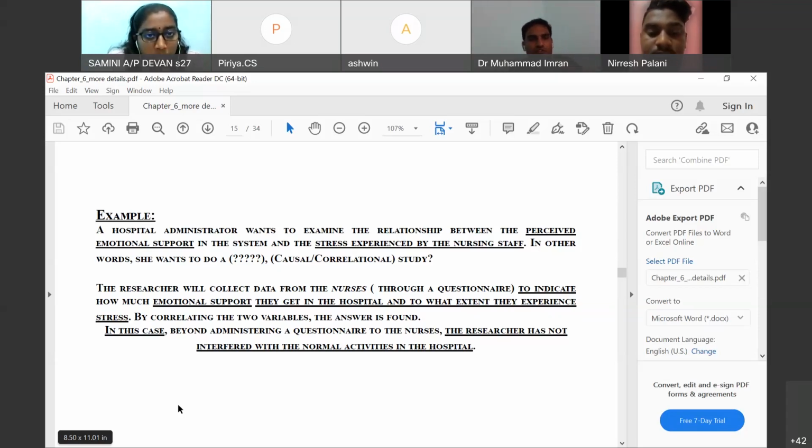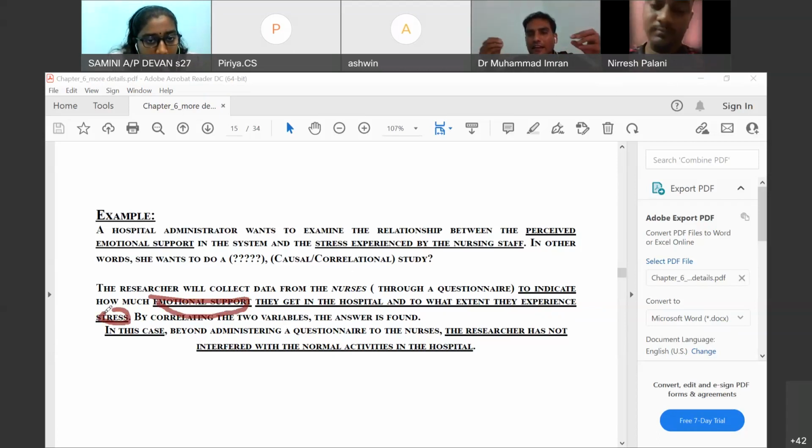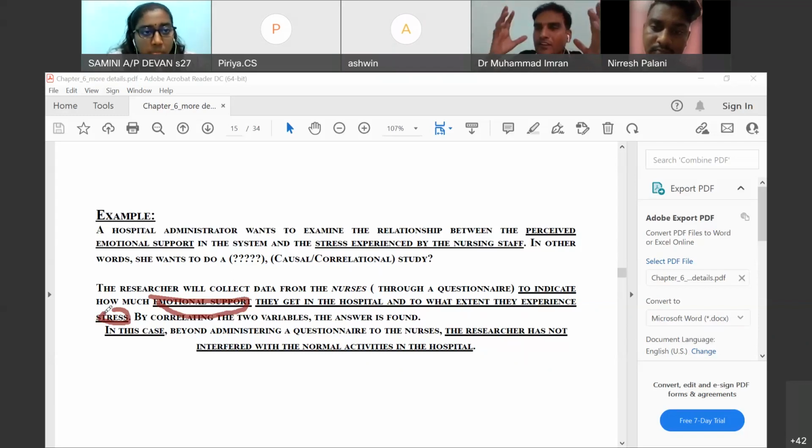Two variables. In this case, is emotional support the DV or IV? Which one is IV and which one is DV? You know which one is the independent variable and which is the dependent variable? Emotional support is the independent variable, and stress is the dependent variable. He simply asked the questions, distributed the questionnaire and checked the answers. The researcher doesn't have much intervention in the research, very little involvement. Simple, distribute the questionnaire and get the answer. Very simple. Let's discuss the next type.